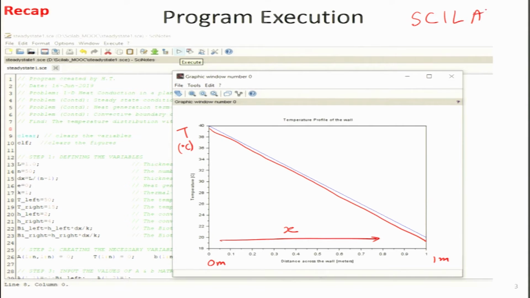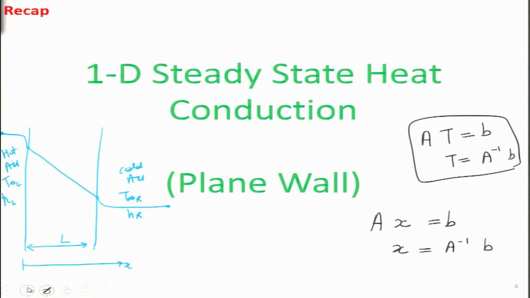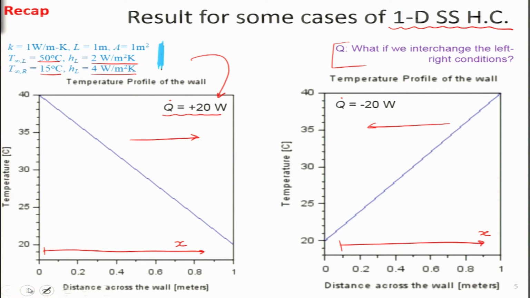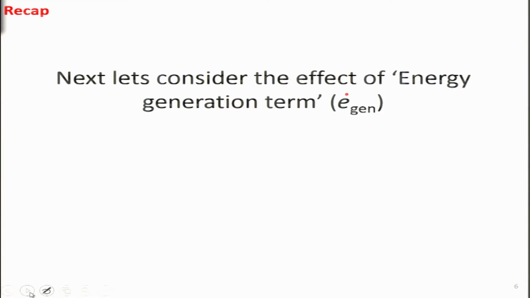So this is a screenshot of a particular program that I have made, along with a typical solution that we obtain in one-dimensional steady state heat transfer, as is shown in this plot. Then we looked at some simple cases of 1D steady state heat conduction where no heat generation is taking place. So we get linear profiles of temperature, with heat traveling on the left side in the positive direction and on the right hand side in the negative direction.